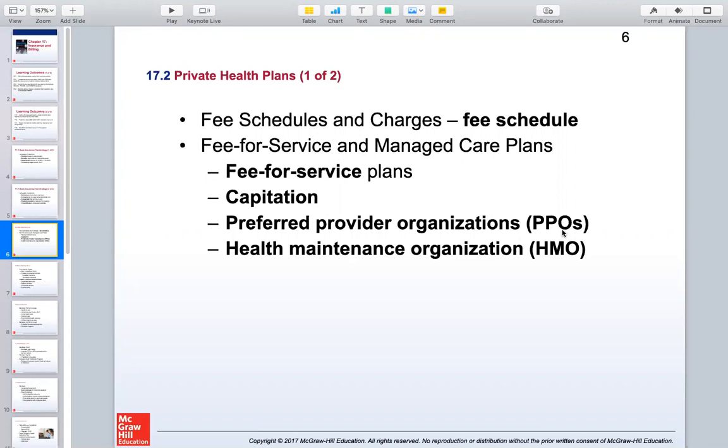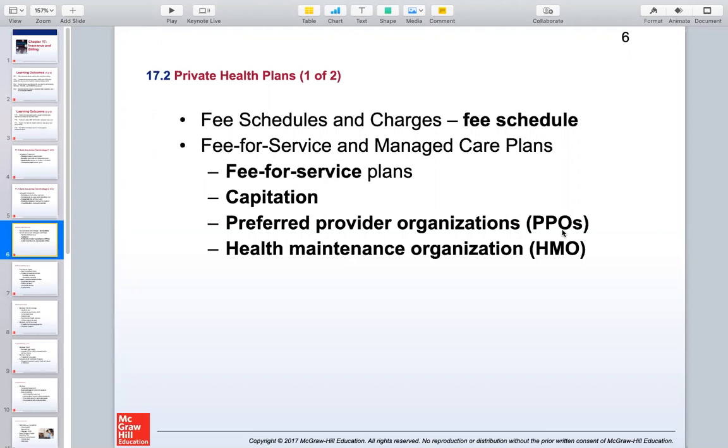Your book has a really good example of a fee schedule as well that I wasn't able to pull up into the PowerPoint, but it's figure 17.1, and it just shows you the services performed in the office, what the CPT code is, and what the fee is. So that's a really good example of that fee schedule.